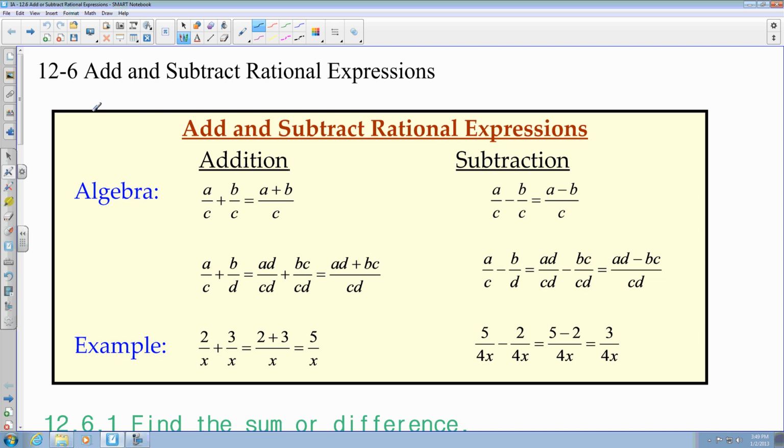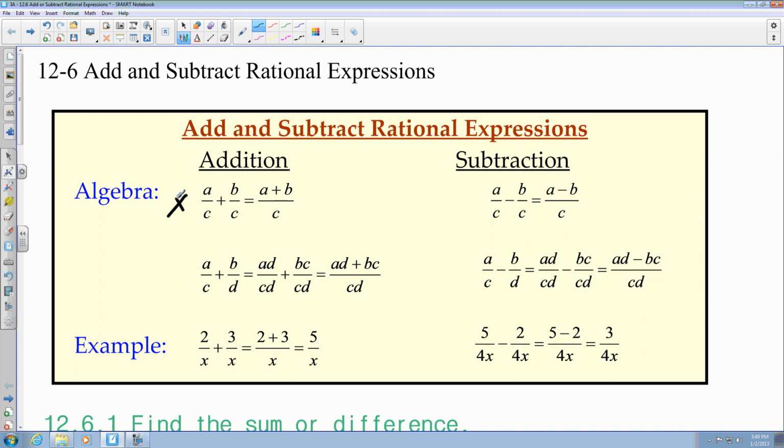So if you look at the examples here, like the one right here, where you have the fraction a over c plus b over c, that ends up equaling a plus b all over c. Same thing if you were to do subtraction. A over c minus b over c would end up equaling a minus b all over c.